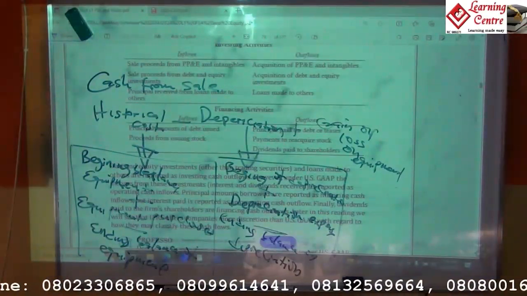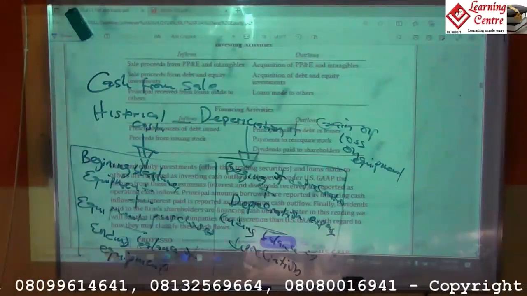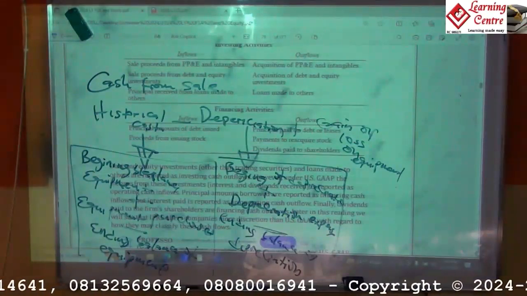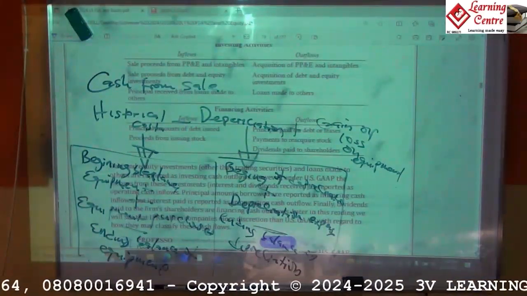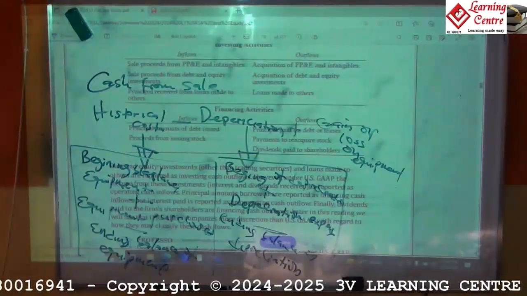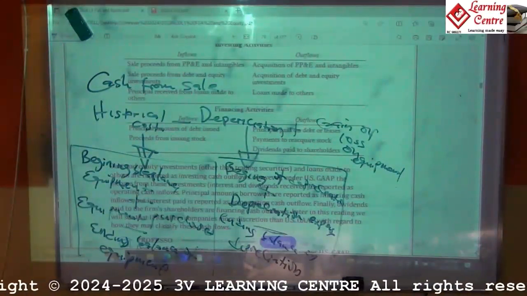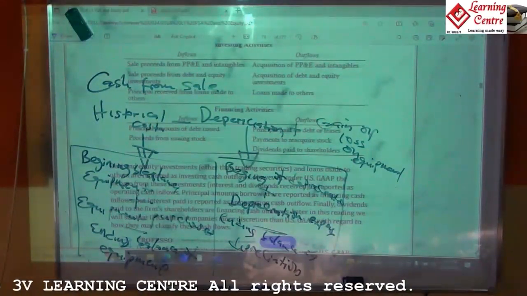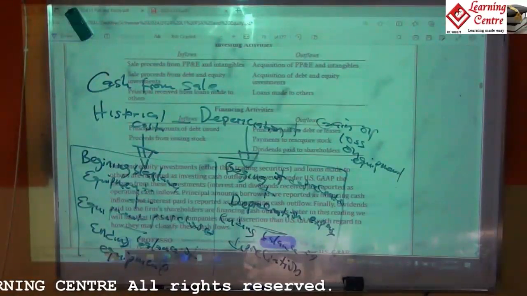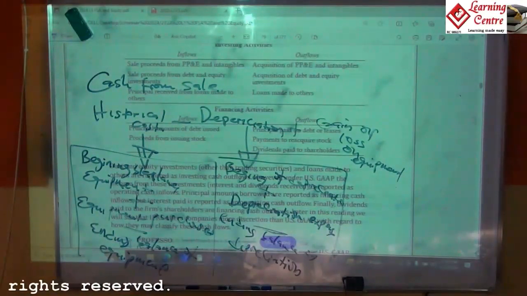And we are now picking each one of them one by one. So the historical cost of the equipment is the beginning balance plus equipment purchased minus ending balance of the equipment, while depreciation on equipment sold is the beginning balance of depreciation plus your depreciation expense minus any balance of depreciation.